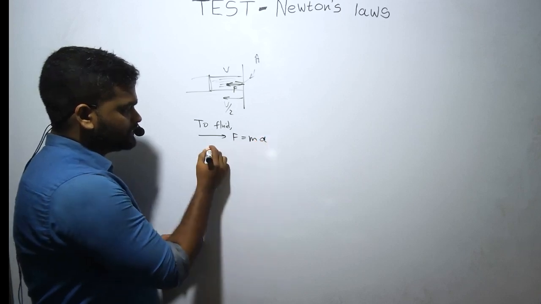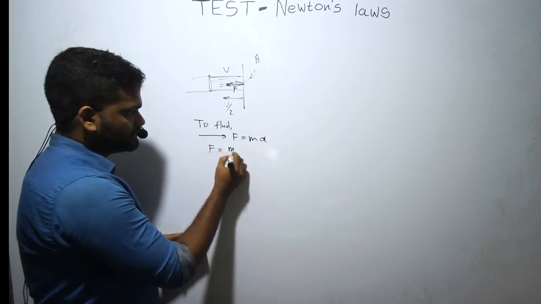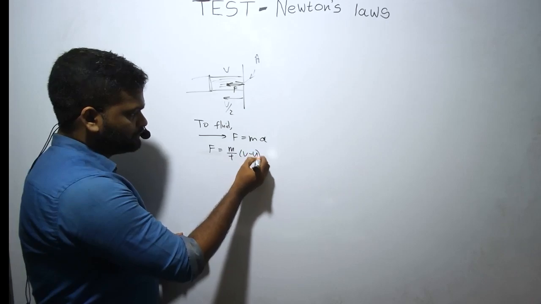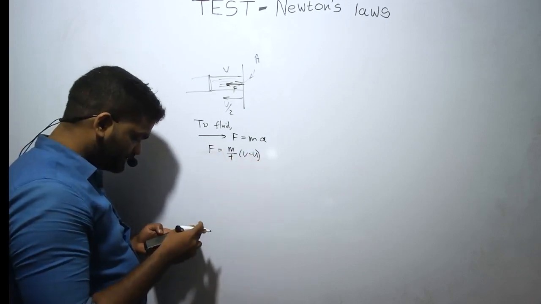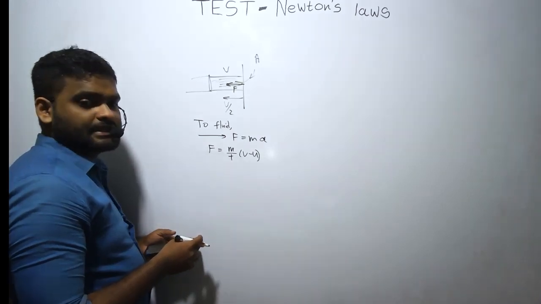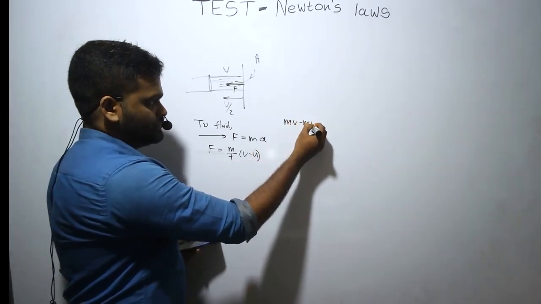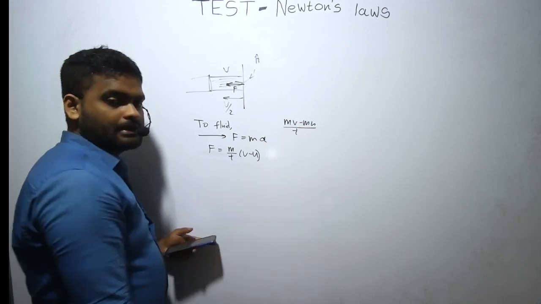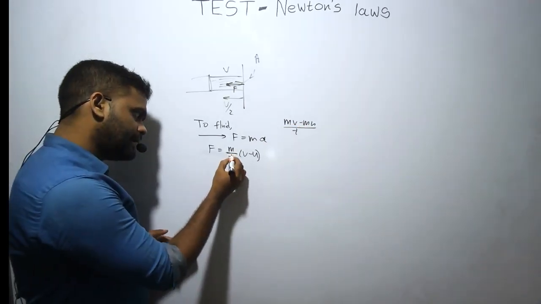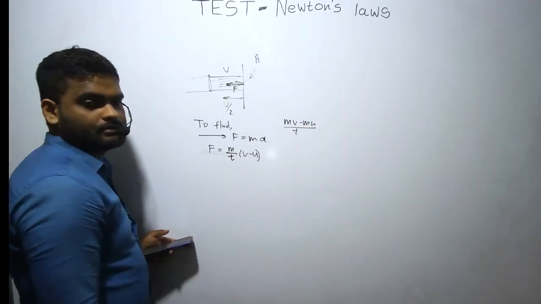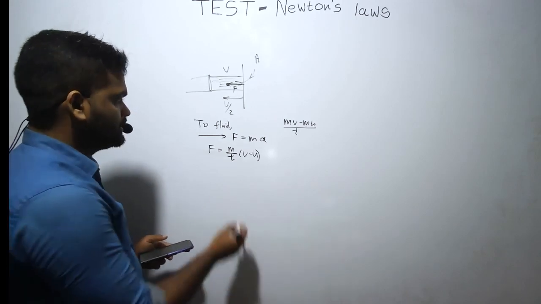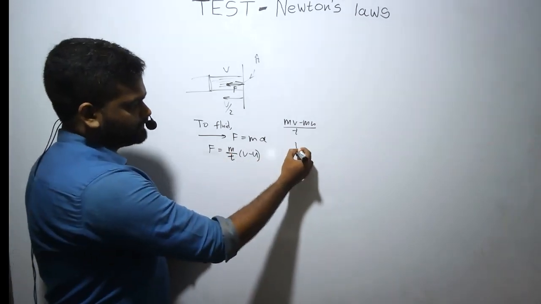Here you have a fluid flow rate. In this case, you have to use this form of the equation, mv minus mu divided by t. Take m out. So you apply that here: m over t, times v minus u. So this is the mass flow rate.